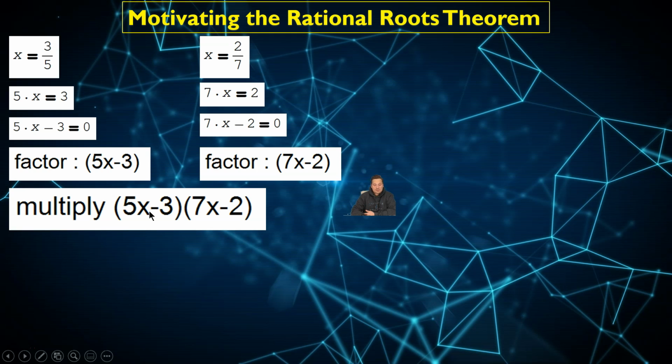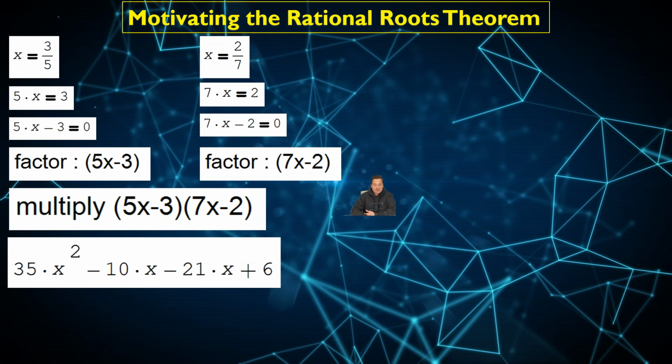So I'm going to have the following. I'm going to have 5x times 7x. That would give you the 35x squared that you see right here. Then I would do 5x times negative 2. That would give you the negative 10x that you see. Then I would have negative 3 times 7x. That would give you that negative 21x that you see. And then I would have negative 3 times negative 2, which would give you that positive 6 that you see at the end.